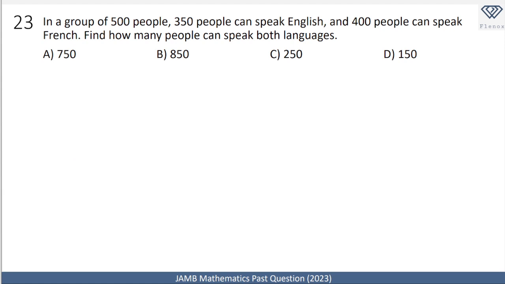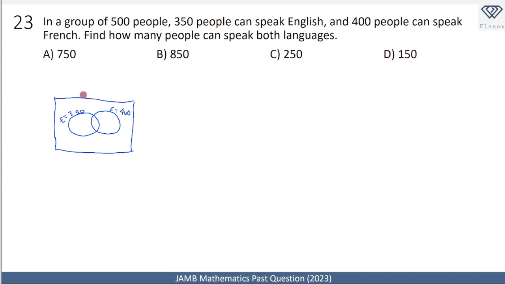Moving on to question 23, we're told that in a group of 500 people, 350 can speak English and 400 can speak French. How many people can speak both languages? Now this is a classic set question, and the best way to address it is first by drawing a Venn diagram. In our Venn diagram, we have two languages to contend with: English and French. English is spoken by 350 people, and French is spoken by 400 people.